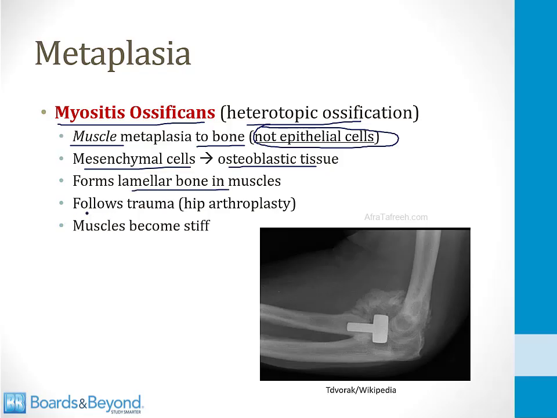This classically occurs following trauma, for example, hip arthroplasty. The muscle around the joint that is repaired and undergoes surgery will become stiff, and this can lead to problems for the patient.